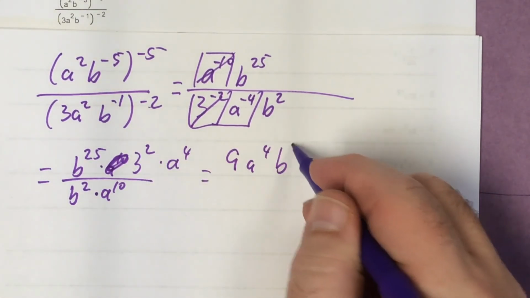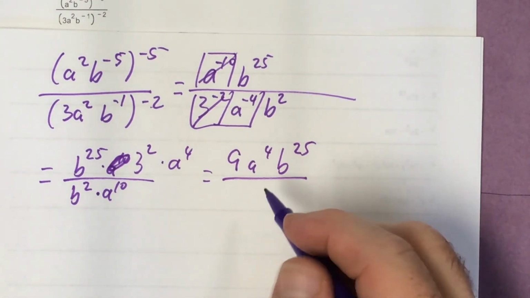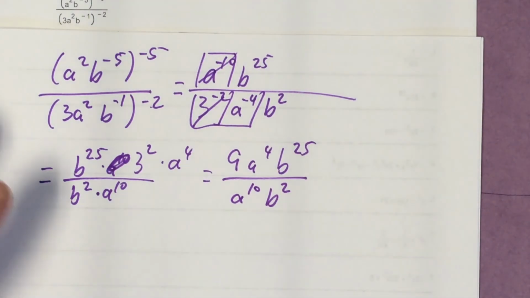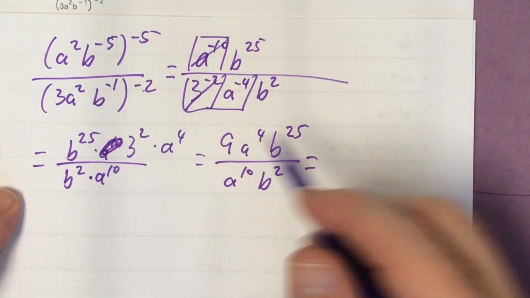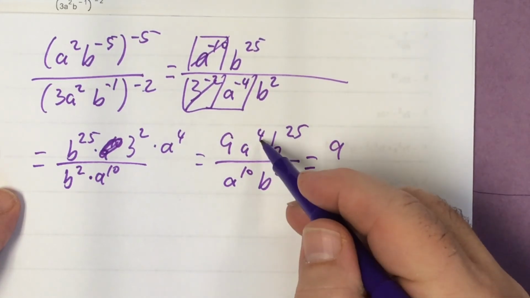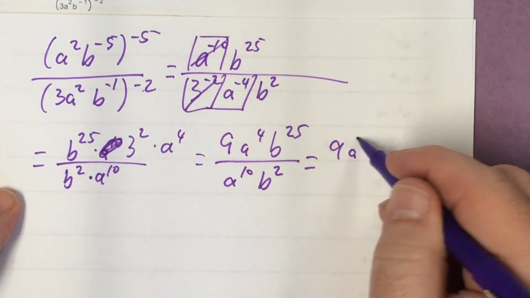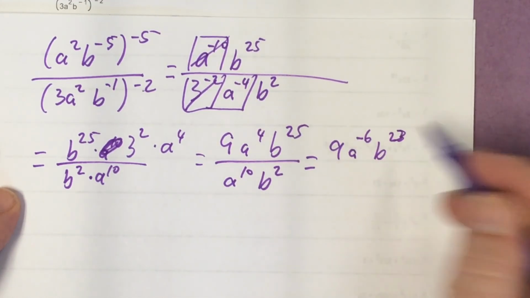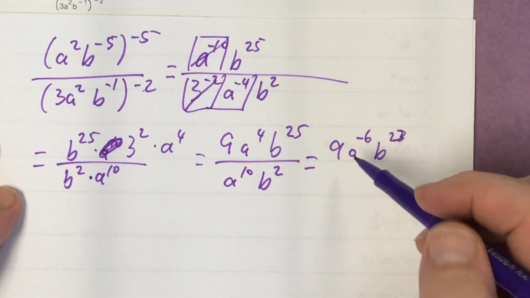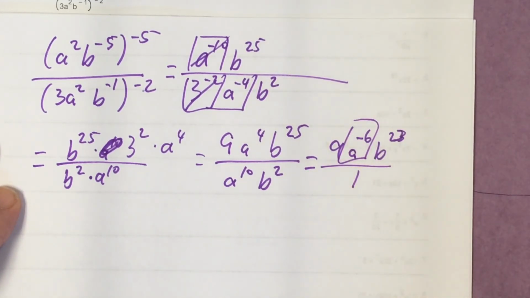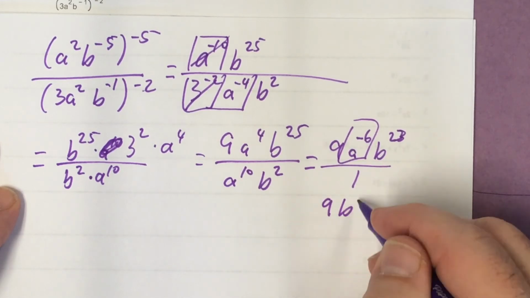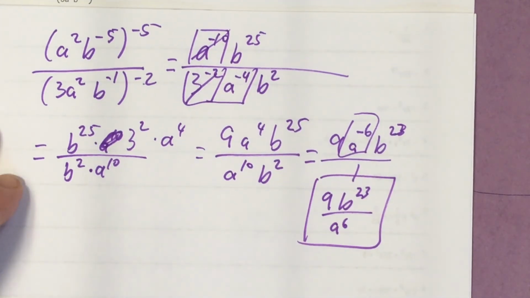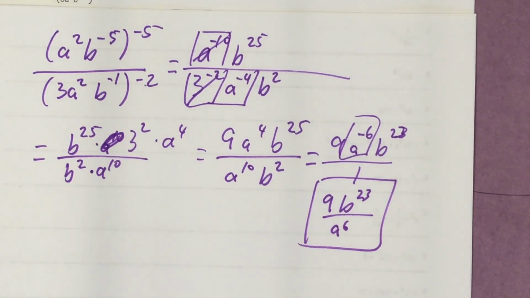A to the 4th, b to the 25th. That's going to be divided by a to the 10th, b to the second. Now, if you follow normal subtraction rules for the exponents, that'll give me 9, a to the 4 minus 10, that gives me a to the negative 6. And then 25 minus 2 will give me b to the 23rd. Well, this question is almost done, except if I put that over 1, I want to try to move that a to the minus 6 below. So that's going to be 9 b to the 23 over a to the 6. And my answer is now written without any negative exponents.